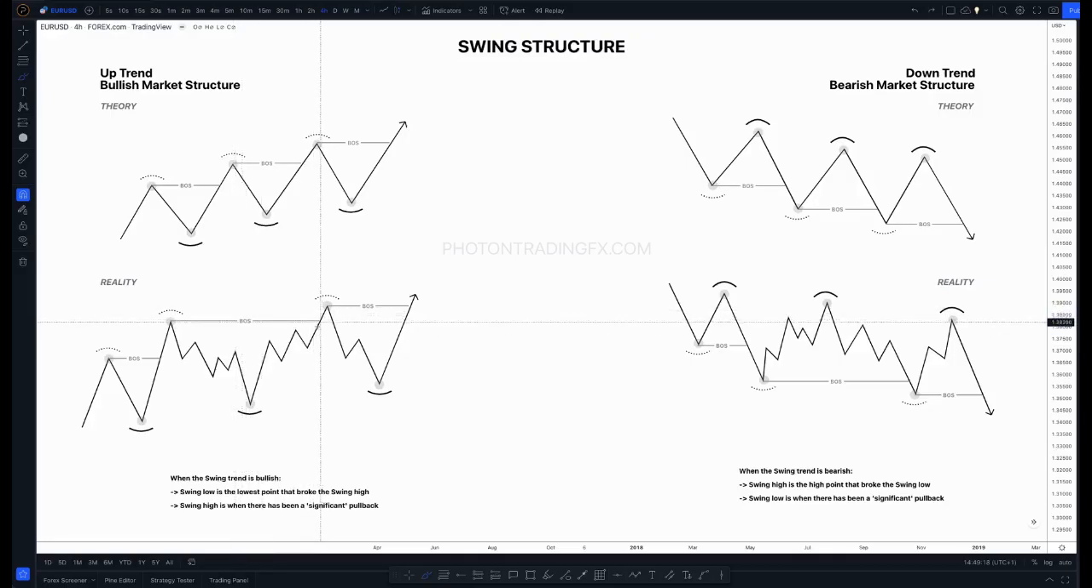To find a swing low in a bullish market, a swing low is the lowest point that broke the swing high. For fractal structure, we always find the nearest low, which would be here if this was fractal structure. But for swing structure, we need to find the lowest point. With fractal structure, we want to be aggressive. With swing structure, we want to be a lot more conservative.